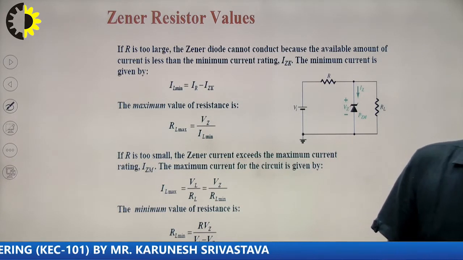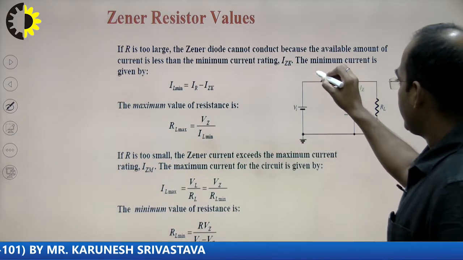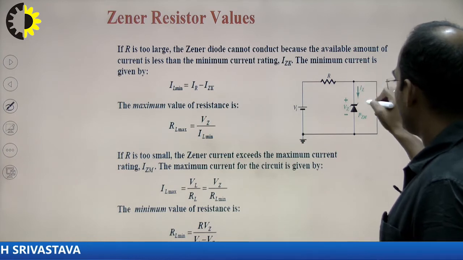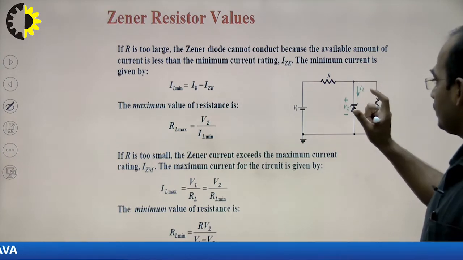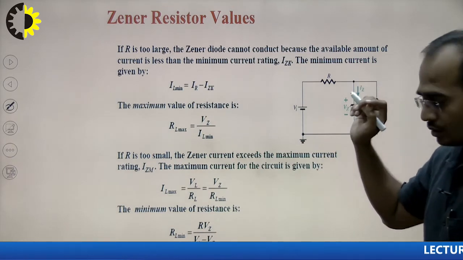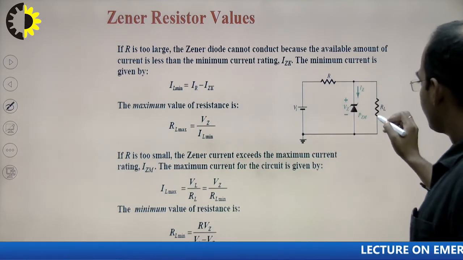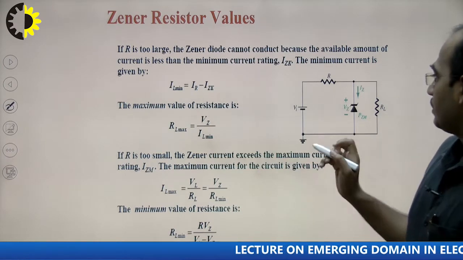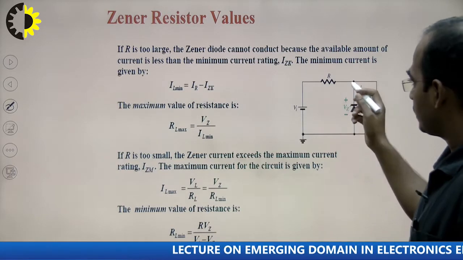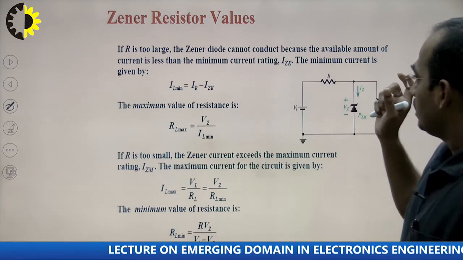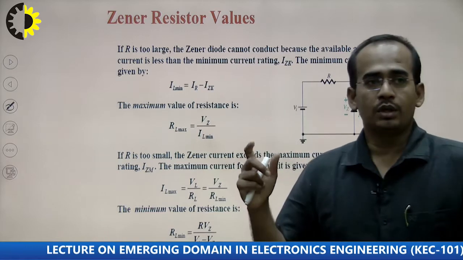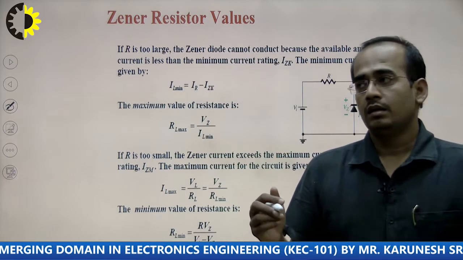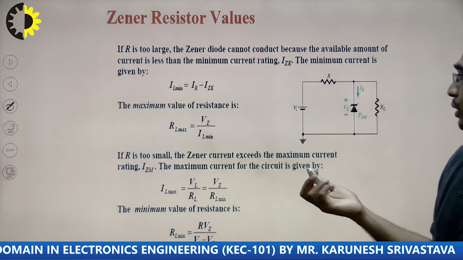is equal to the current coming from this source minus the Zener current. What will that Zener current be? Because the drop is very high, the current flowing through this branch and this branch will be less, or you can say because the resistance is very high. So, in that case the minimum current will flow through the load resistance, IRL, and the minimum current will flow through the Zener diode.